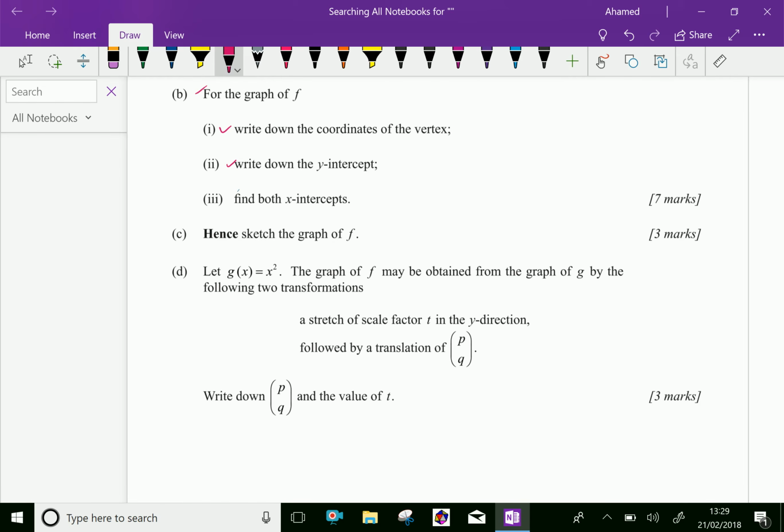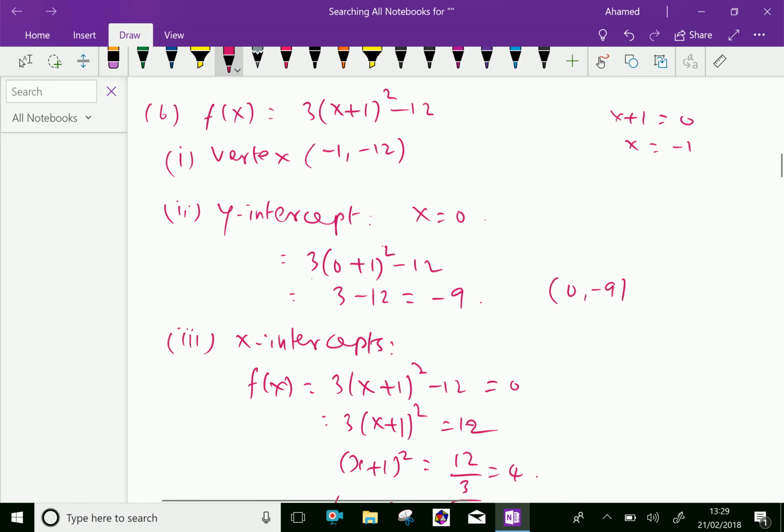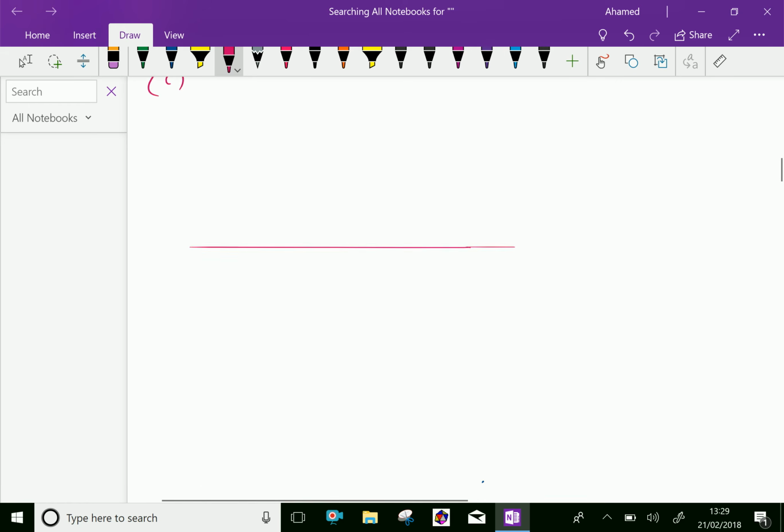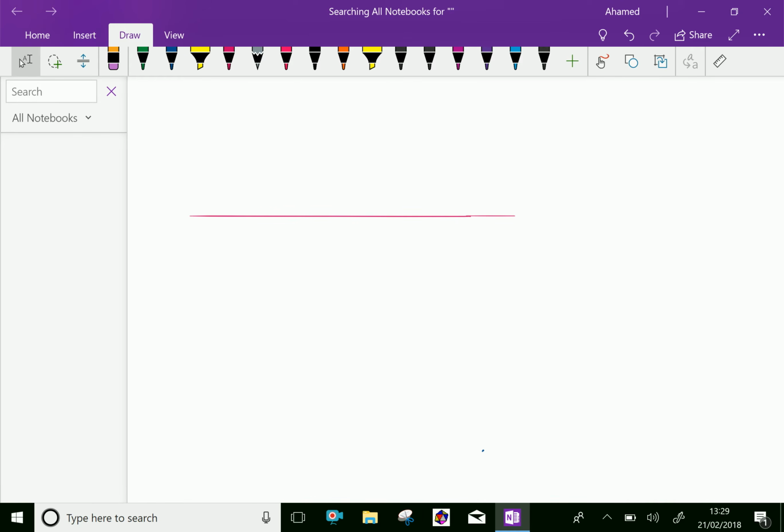now let us sketch the graph. Here, for sketching the graph, you draw the coordinate axes first. We mark 0, 1, 2, 3, 4, minus 1, minus 2, minus 3, minus 4, like here.